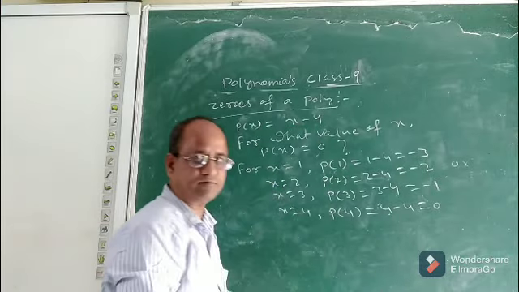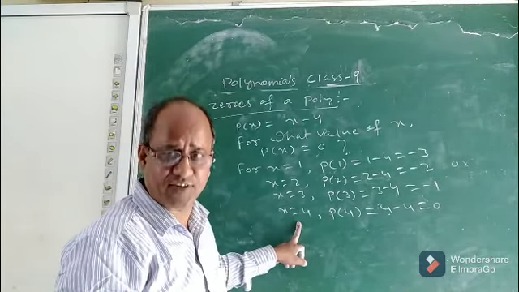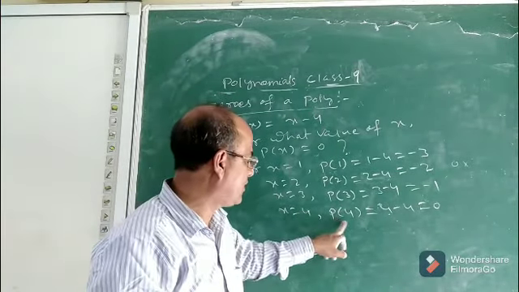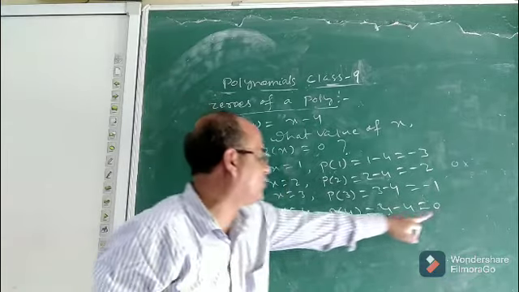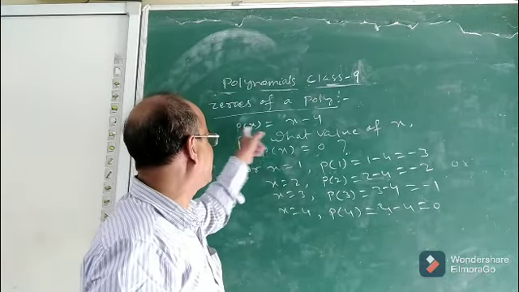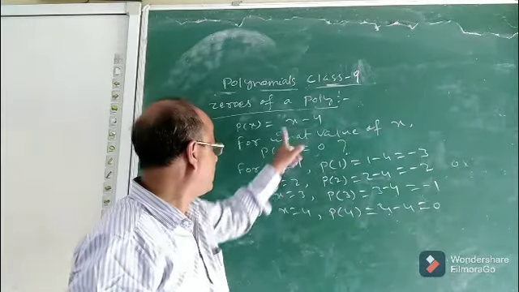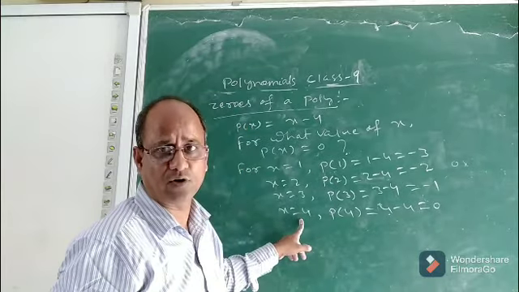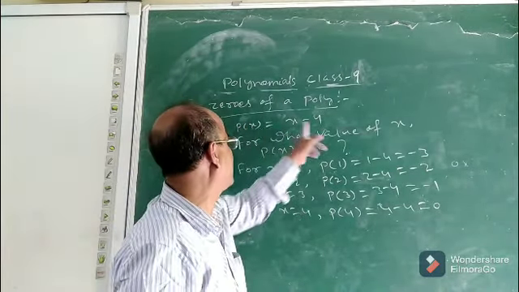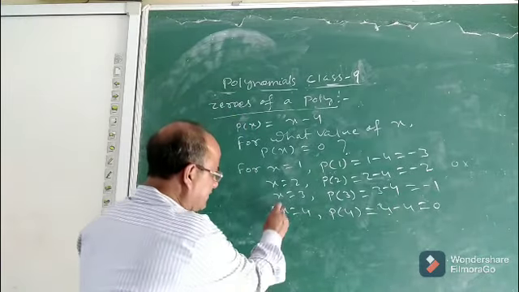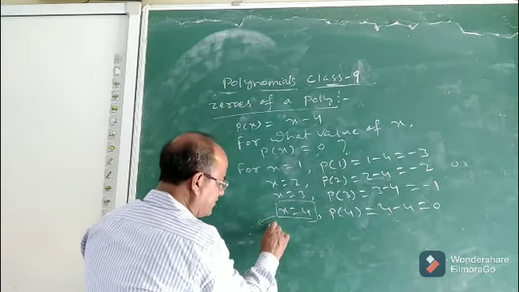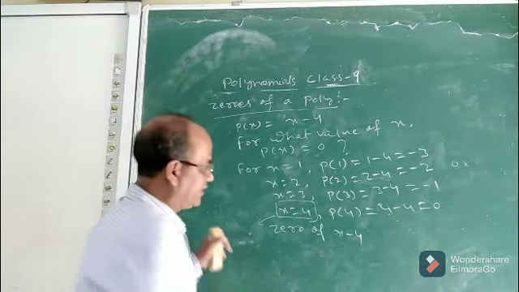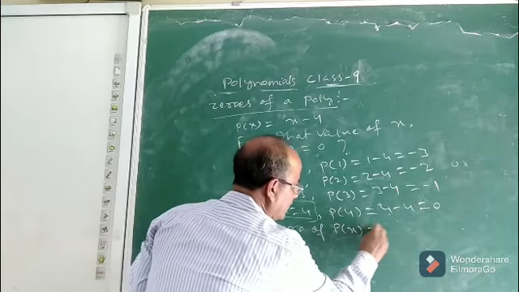You see, children, now you can understand what the zero is. If x equal to 4, then the value of this polynomial at x equal to 4 is 0. What was the question? If this is a linear polynomial in variable x, for what value of x will the value of the polynomial be 0? Now the answer is clearly 4. For x equal to 4, the value of this polynomial will be 0. Therefore, this x equal to 4 is called a zero of x minus 4. It is called a zero of p(x) equal to x minus 4.